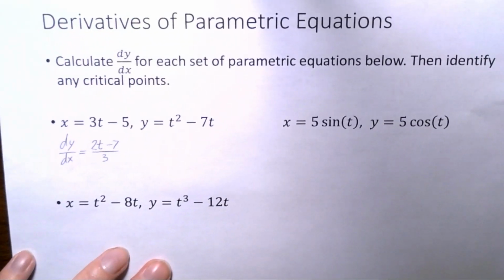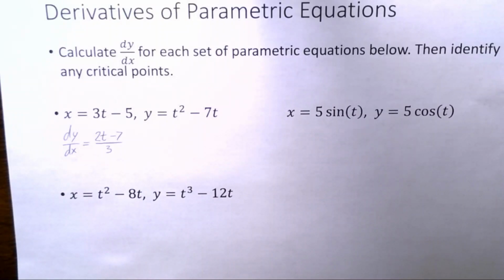The second part of the prompt for this series of problems asks, identify any critical points. So critical points are where either the derivative is 0 or does not exist. In this case, because the denominator is 3, we will never be dividing by 0. And so the derivative will always exist, given that the top, 2t minus 7, is defined for any value of t. So to identify critical points, all we need to do is set the numerator, what is on top, equal to 0.